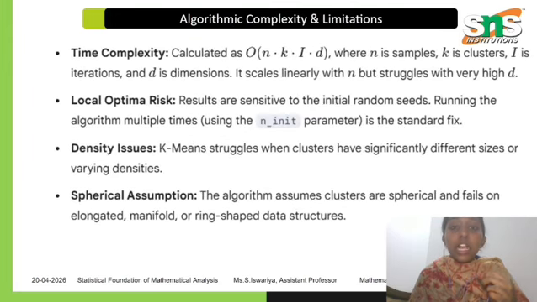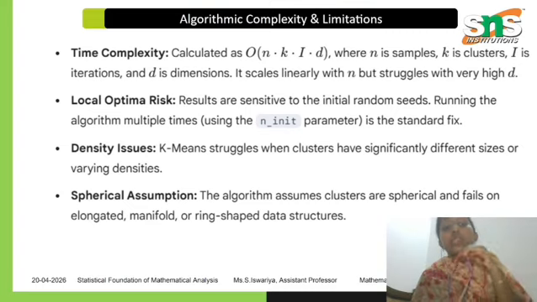The next one is the algorithm complexity and limitations. Here the limitations are, the first one is the time complexity. The time complexity is calculated as O(n·k·I·d), where n is the samples, k is clusters, I is iterations and d is dimensions. It scales linearly with n but struggles with very high d. And the next one is the local optima risk. Results are sensitive to the initial random seeds. Running the algorithm multiple times is the standard fix.